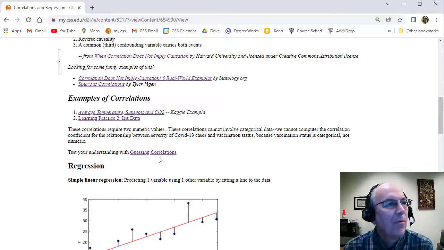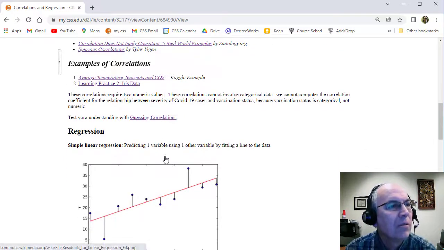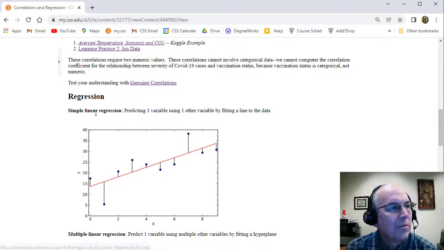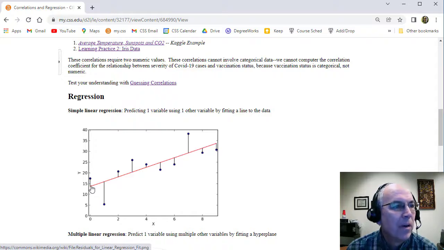Now, once we have a correlation, especially if it's strong, if we have a strong positive or negative correlation, we can then use it to predict values. The simplest way is what we call simple linear regression, where we have a scatter plot like this. We try to find the best line that we can draw in here that'll minimize the distance to all the points here.